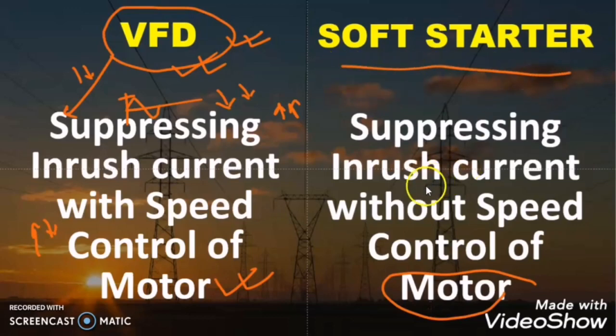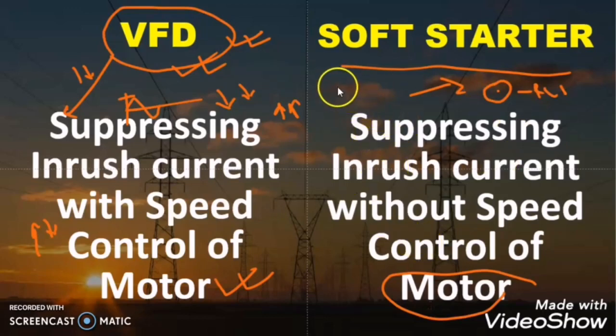But in the case of a soft starter, we are gradually increasing the voltage by using these anti-parallel thyristors, and once the motor starts rotating at its rated speed, then the soft starter cannot do anything. Meaning the function of the soft starter is only at the time of starting, and when we are going to stop the motor, the soft starter will gradually decrease the voltage in order to make the motor stop softly. But during operation, we cannot use the soft starter.